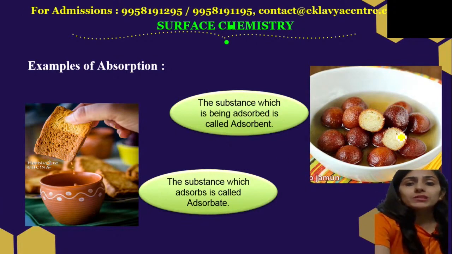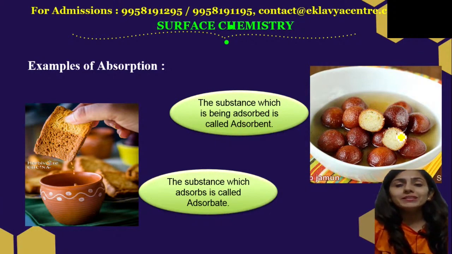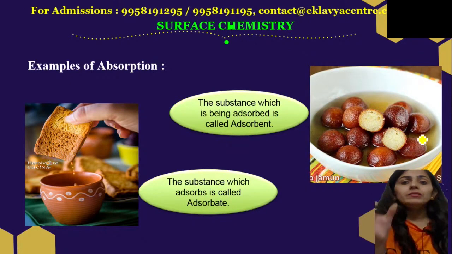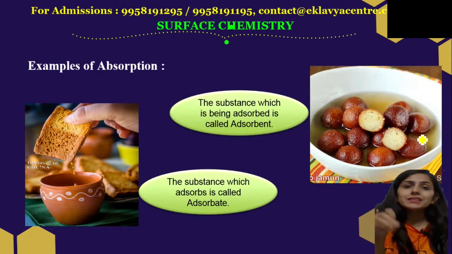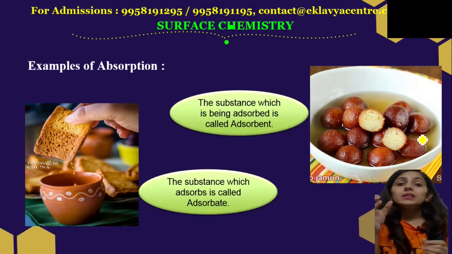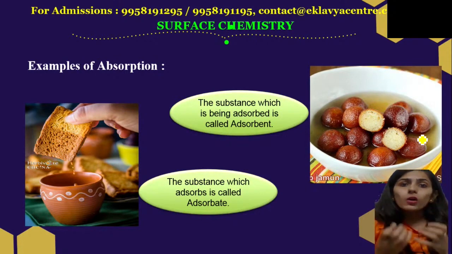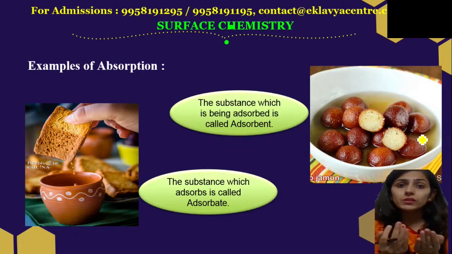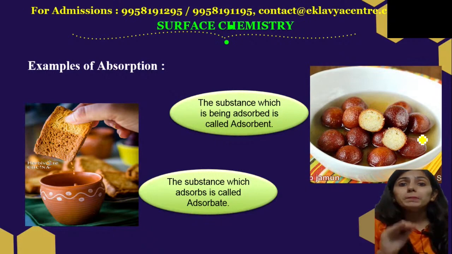So this is absorption. Another example is gulab jamun, a very famous example and a tastier one. What happens in the case of gulab jamun? We know how gulab jamuns are prepared, just by deep frying. But when we keep gulab jamuns inside sugar syrup, what happens? The gulab jamuns absorb all the sugar syrup. Now the sugar syrup is present not only on the surface of the gulab jamun but also inside the bulk of it. That is why it tastes sweet, right?